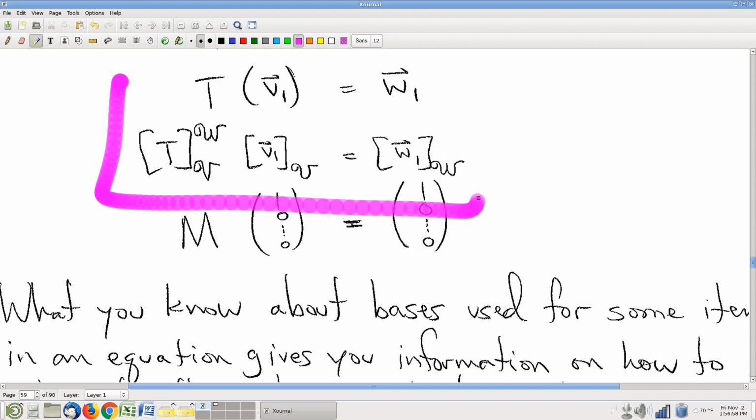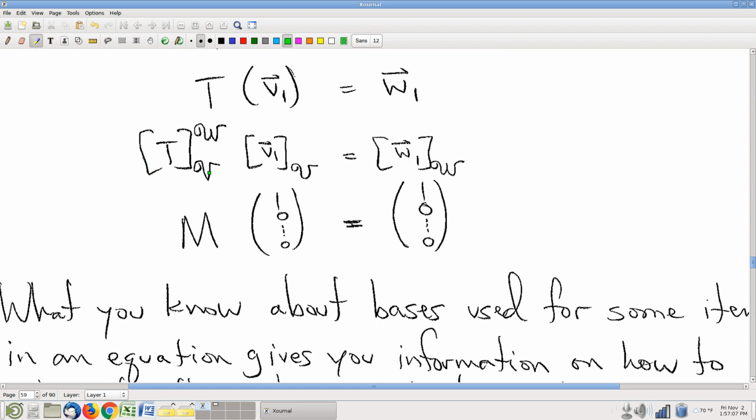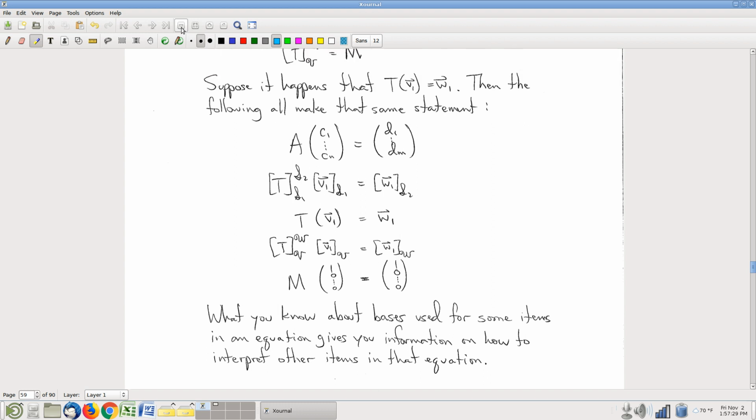So looking at these two, T of V1 equals W1, same statements. It's just that here I've decided I want to represent input vectors in script V language, and output vectors in script W language. And finally, rewriting these numerically as matrices and lists of numbers. I'm going to go back up to here.